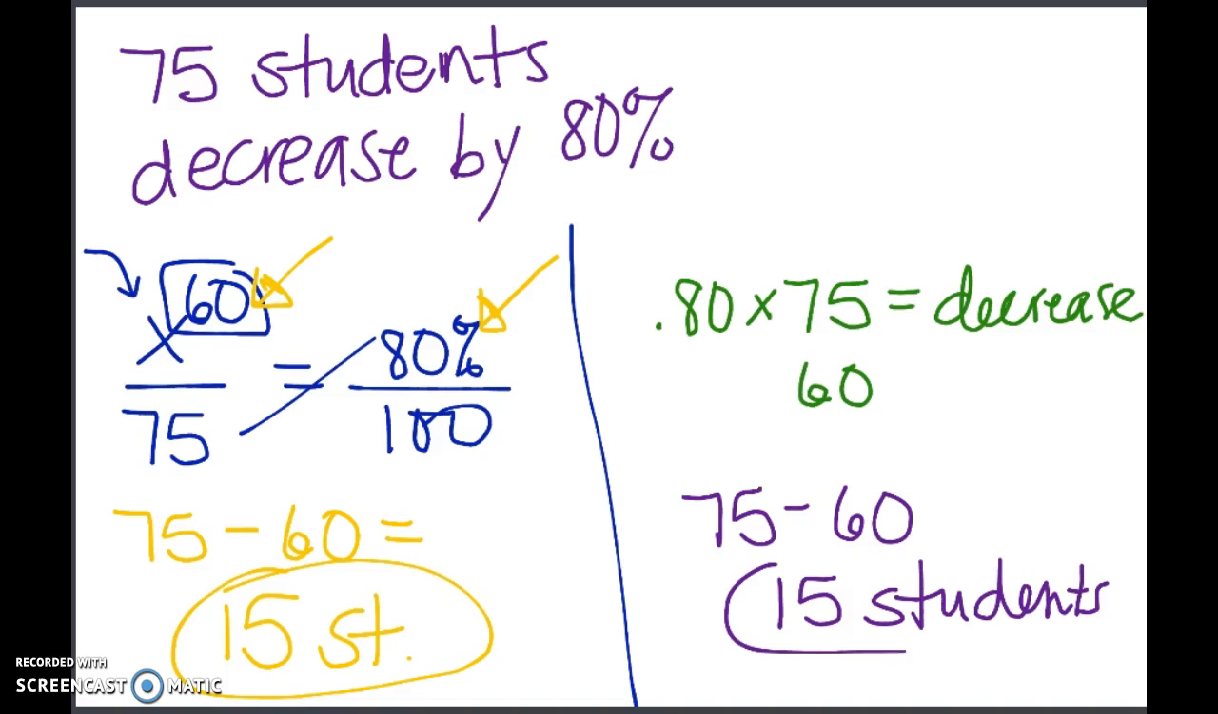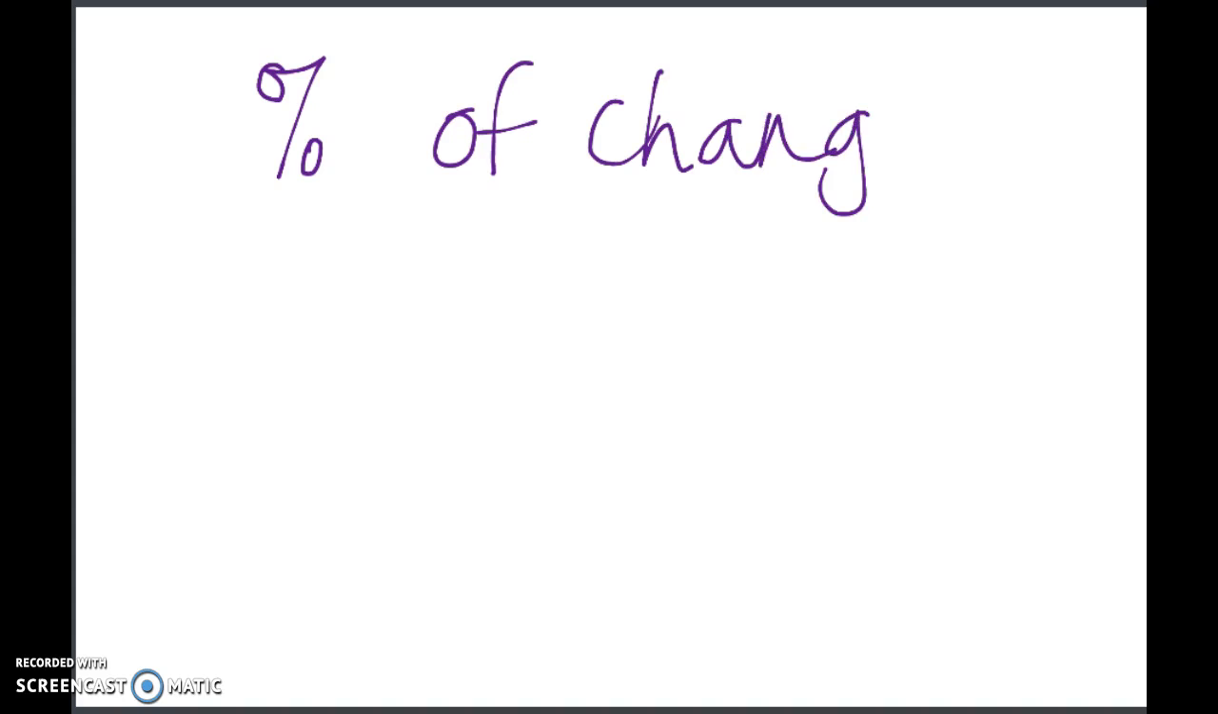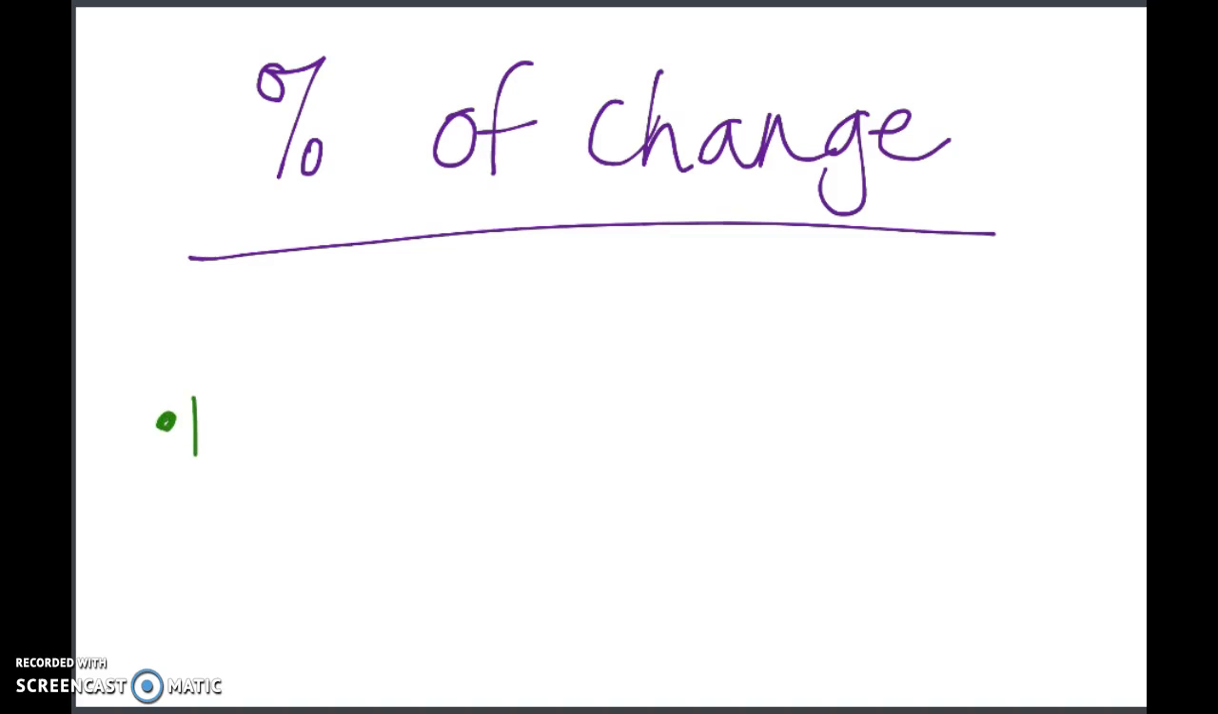All right, so what I just covered was percent of change. What is it increasing or decreasing by? What percent is it changing by? That's what we're going to keep practicing a little bit more tomorrow. So you need to make sure you bring these notes to class tomorrow.